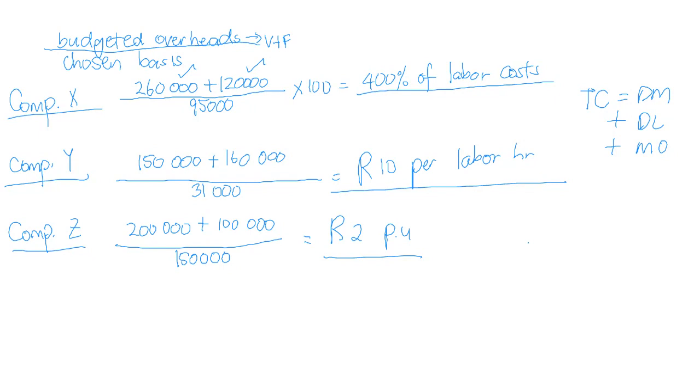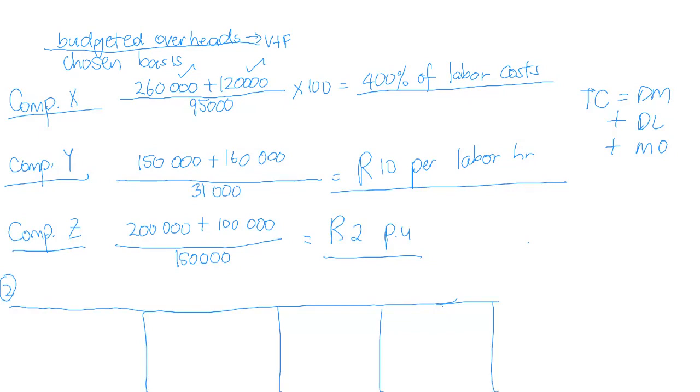So we're calculating the total cost for, and I'm going to write down here, this is question 2, for products or company X, Y, and Z. So I'm going to just do this in table format, but you don't have to do it in table format. I just don't have much space here. So this is company X, this is company Y, and this is company Z.